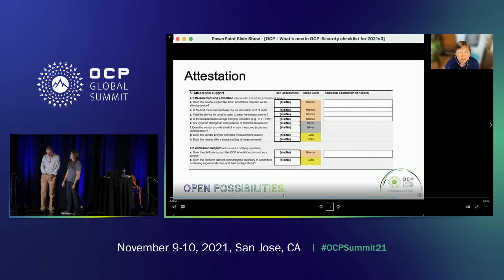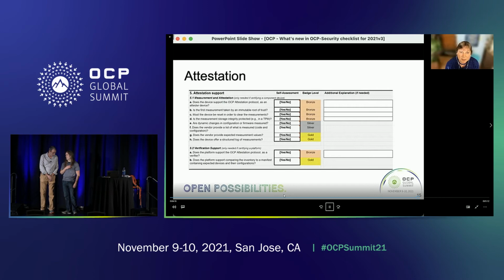5.1f says, does the vendor provide to the customer a list of the things that are measured? What code is measured? Are there keys that are measured? This is outside of the system.